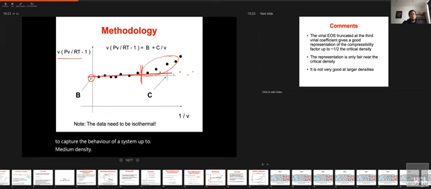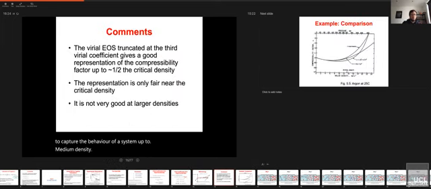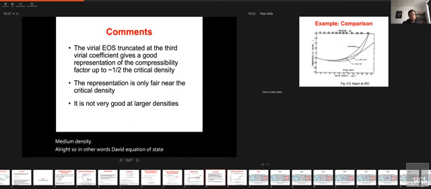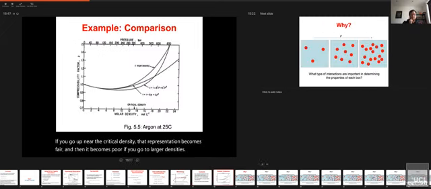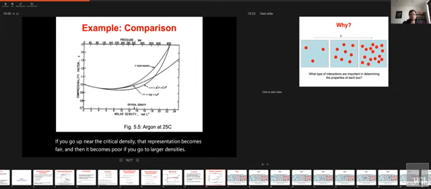All right? So in other words, the virial equation of state truncated at the third virial coefficient is good, but only up to reproduce the compressibility of a mixture of up to 1/2 of the critical density. If you go up near the critical density, the representation becomes fair, and then it becomes poor if you go to larger densities.